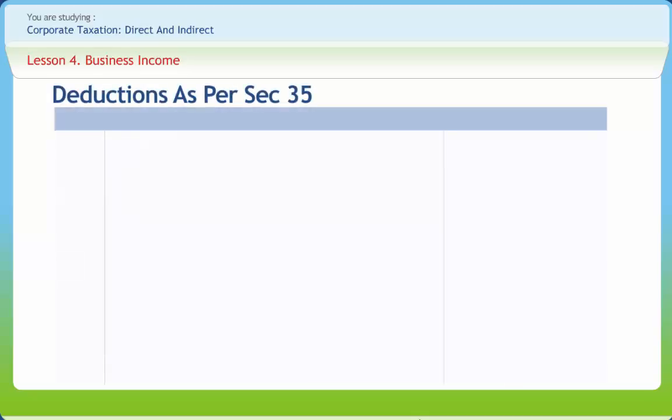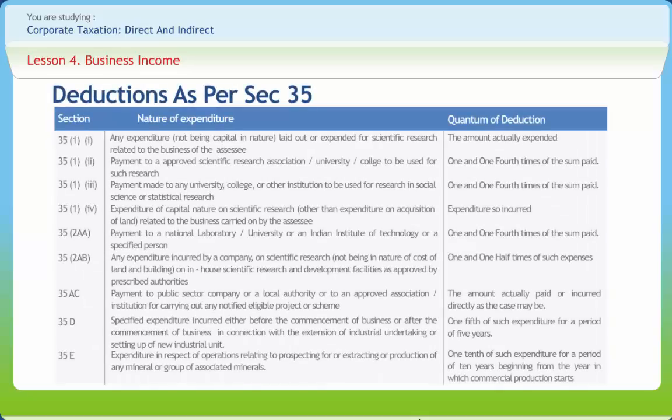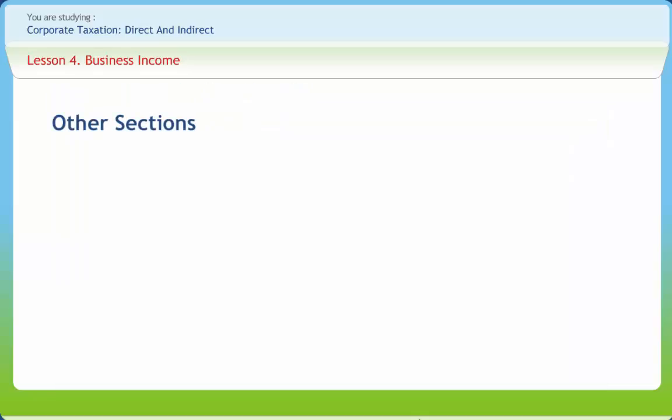Now before we go further, firstly we should discuss deductions under Section 35. For this, we can see the table in the slide and the deductions allowed as per different subsections of Section 35. Now let's discuss Section 44AB stating compulsory audit of accounts.